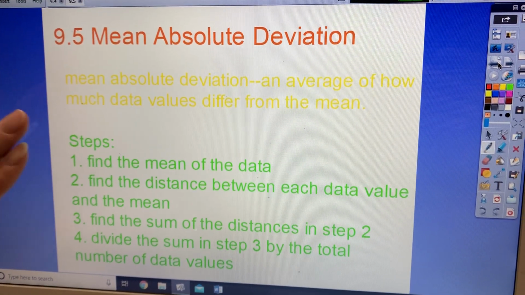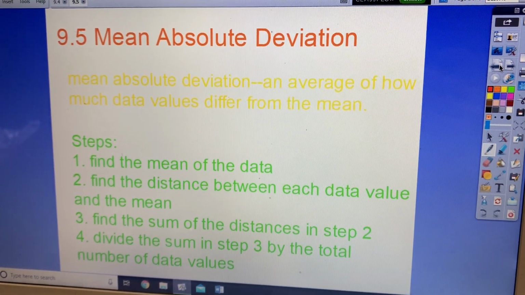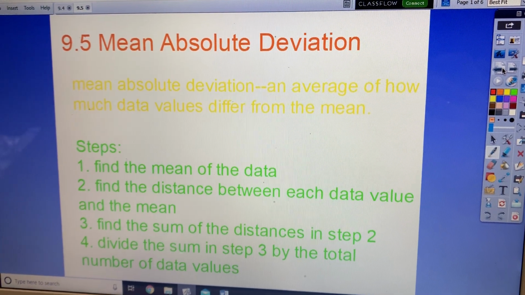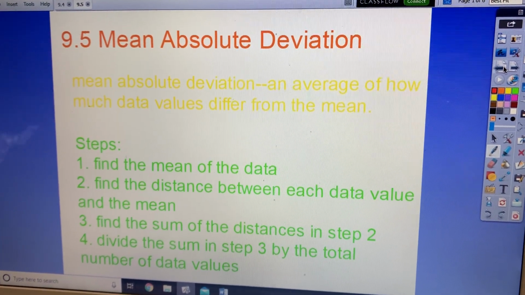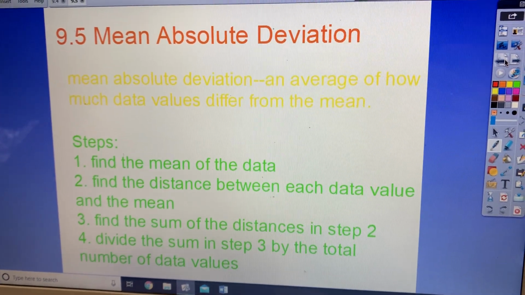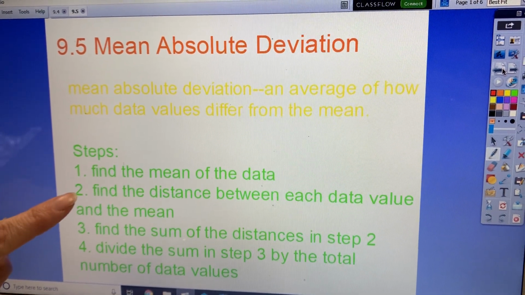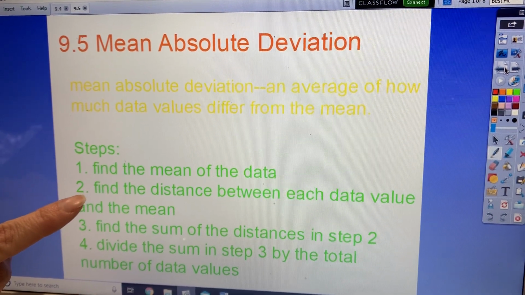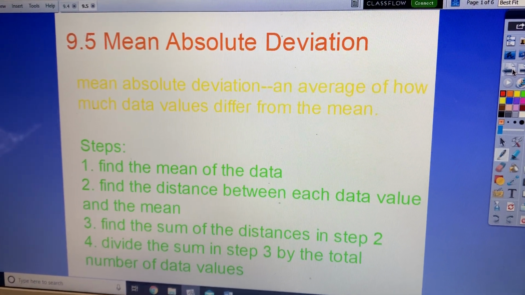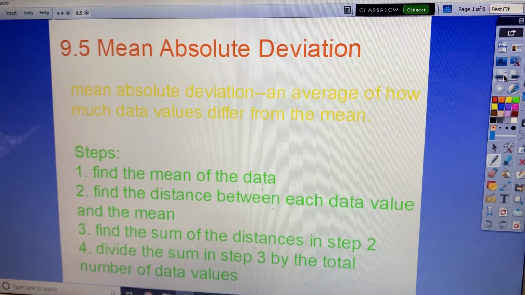All right, so there's 4 steps when we find the MAD of a problem. Our first step is to find the mean of the data. We know how to do that. We're going to take all of the numbers from our data, add them together, and divide by however many there are total. That's going to give us the mean. Step 2 then is to find the distance between each data value and the mean. So we're going to see how far away each number in our data is from the mean.